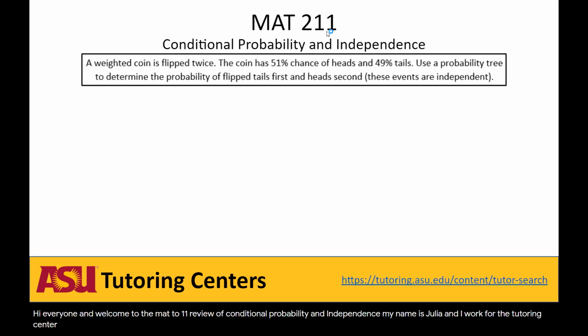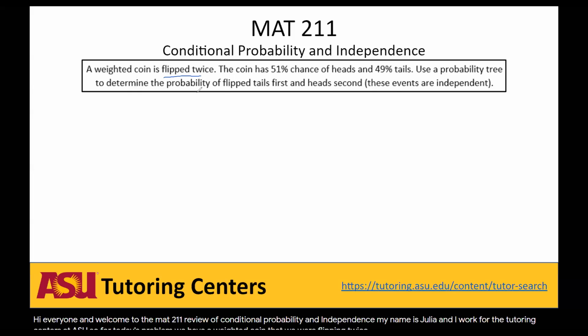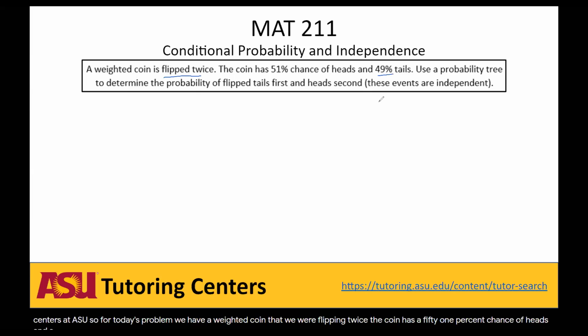So, for today's problem, we have a weighted coin that we're flipping twice. The coin has a 51% chance of heads and a 49% chance of tails. We want to use a probability tree to determine the probability of flipping tails first and heads second. And we're assuming that these events are independent.